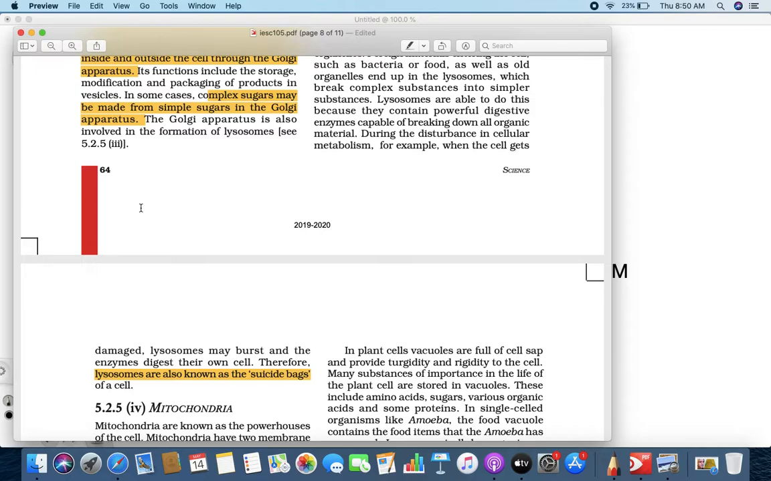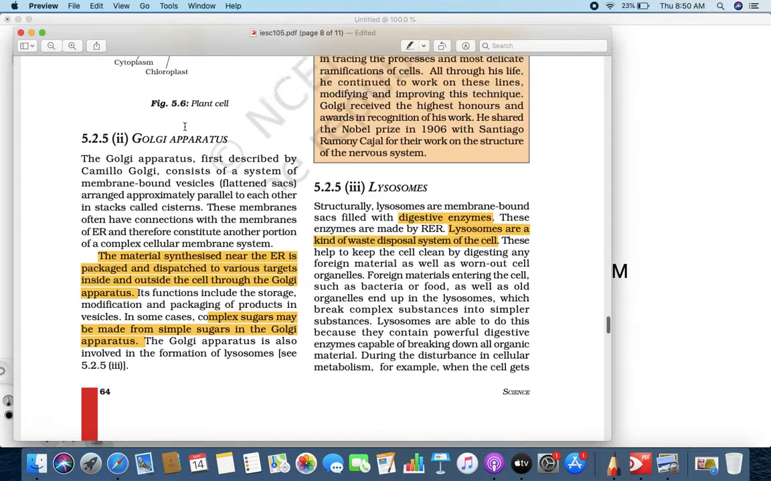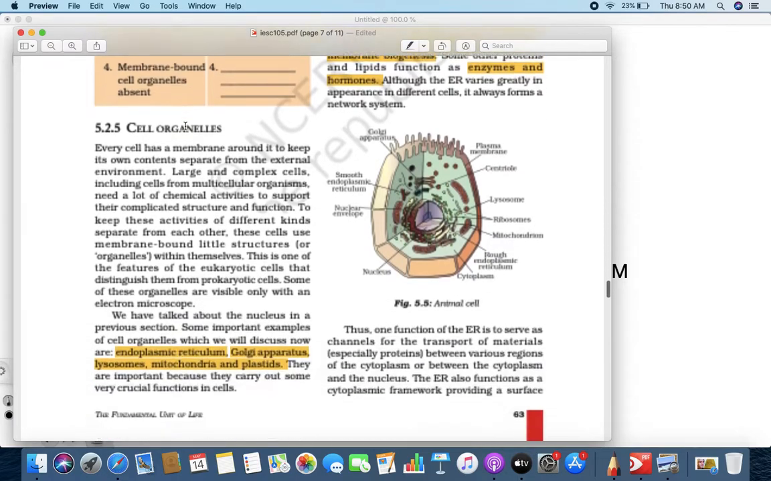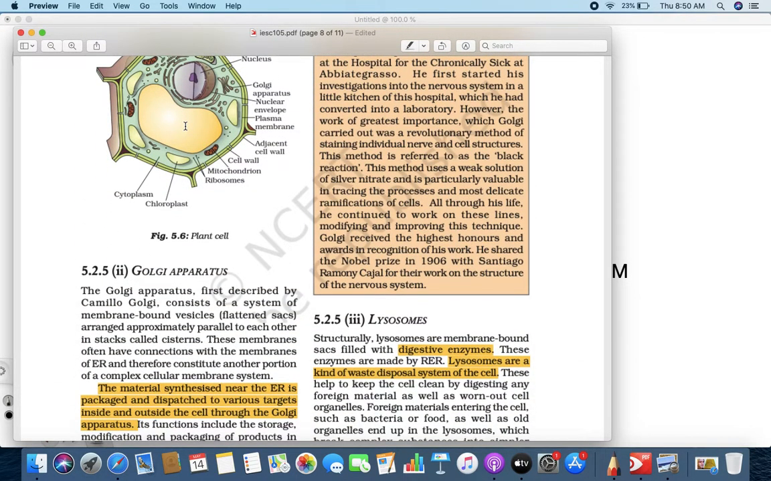Okay, guys. So three things we have learned. Okay, and we are going to see the next one tomorrow. Tomorrow our chapter is going to finish.